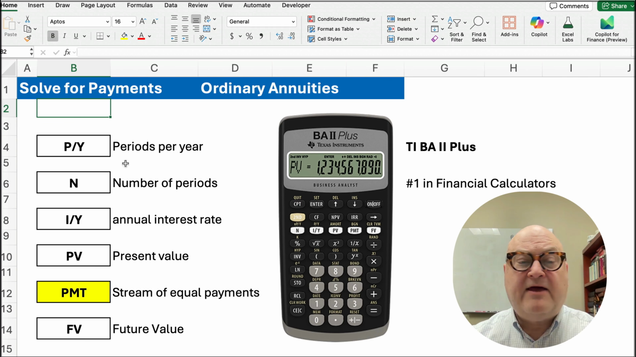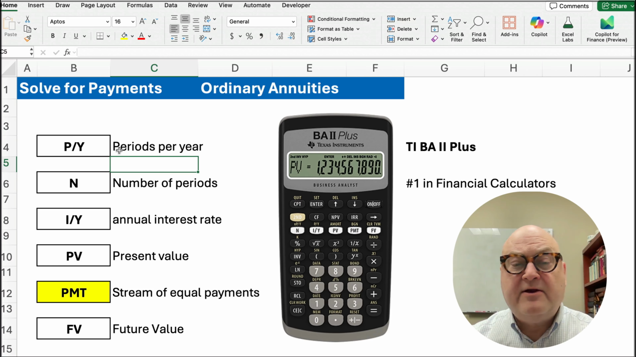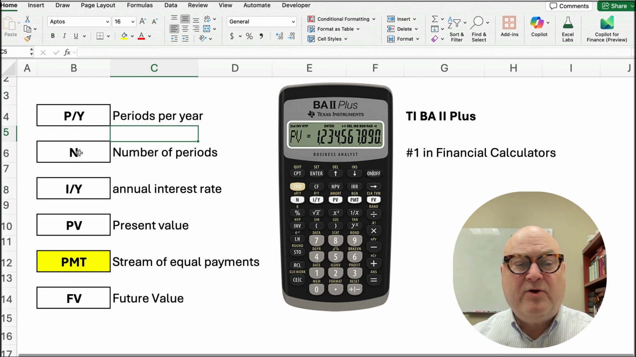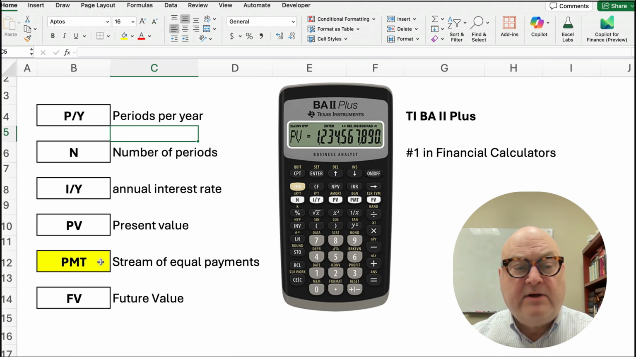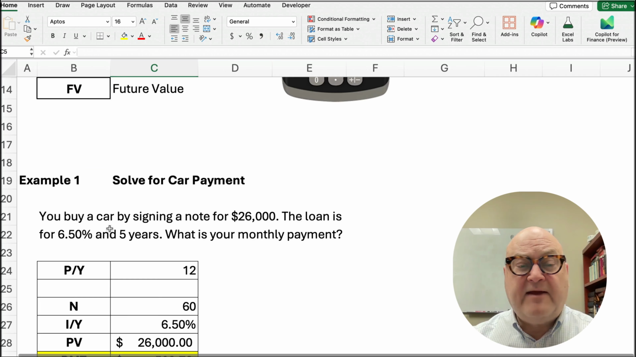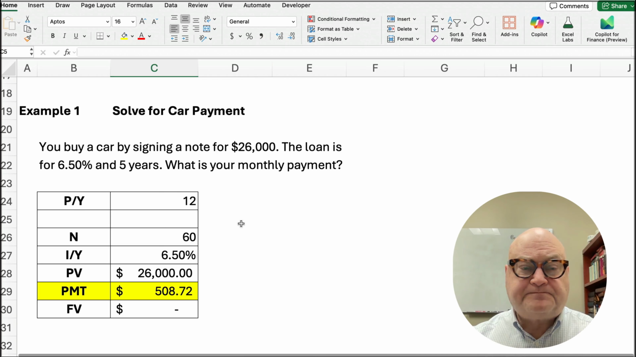All right, so here's what we have. Periods per year is our setting, and then we're going to plug in all four things: the number of periods, the annual interest rate, the present value, and the future value, and we'll solve for the payment. Now, sometimes one of these might be zero, and that's fine, but that is a variable. That's an input we want to put in. So I have three different examples, so let's get started here.